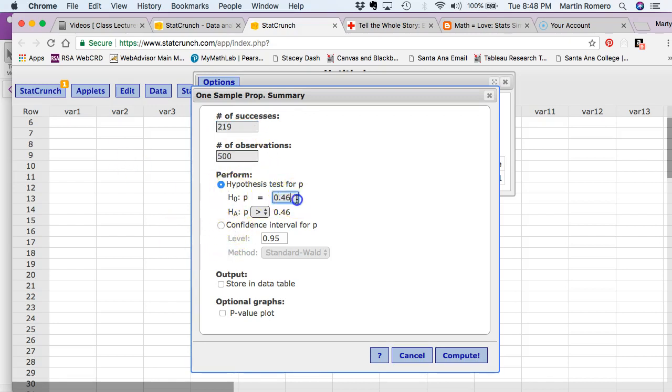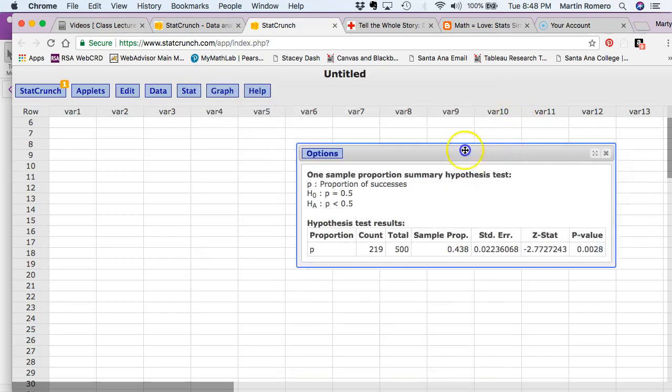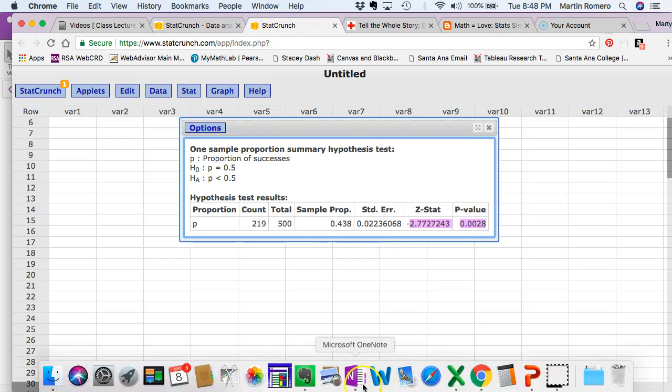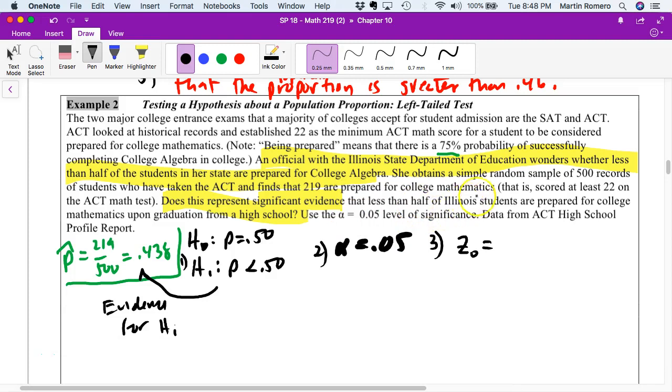We're going to do a hypothesis test. This is 0.50, and that it is less than 0.50, and then we run it. And you get this here. You get a negative 2.77. So I'm looking at these values right here. Those are the values I'm looking at. Negative 2.77 is my z. And the p-value that we get from StatCrunch is 0.0028.